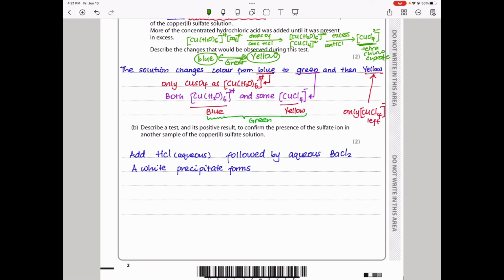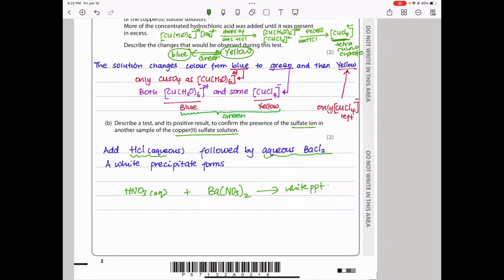We say describe a test and its positive result to confirm the presence of sulfate ion in another sample of copper(II) sulfate solution. To test for the presence of sulfate ion, you can add HCl followed by aqueous barium chloride, and a white precipitate is going to be formed. Alternatively, you can add aqueous nitric acid followed by barium nitrate, and then we will get a white precipitate as well, the white precipitate being barium sulfate. We go to the next part.